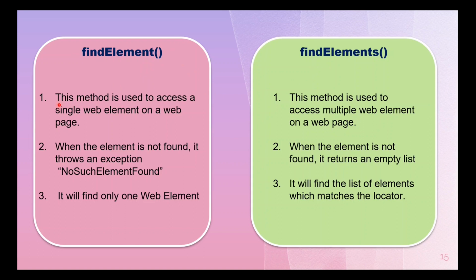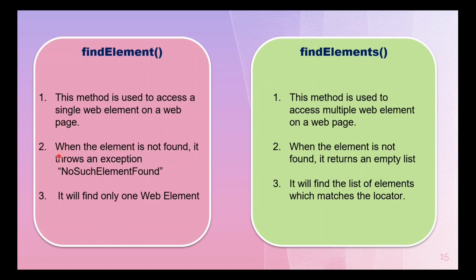So the first difference is that the find element method is used to access a single web element on a web page. Till now we were using find element because we wanted to access only one web element, that is the text box or some other box, that is the email box. So we have to access only one web element. That is the reason why we are using find element. Whereas find elements is used to access multiple web elements on a web page. In our case, we were finding multiple anchor tags, the A tag used on our web page. We were finding the number of links on our web page.